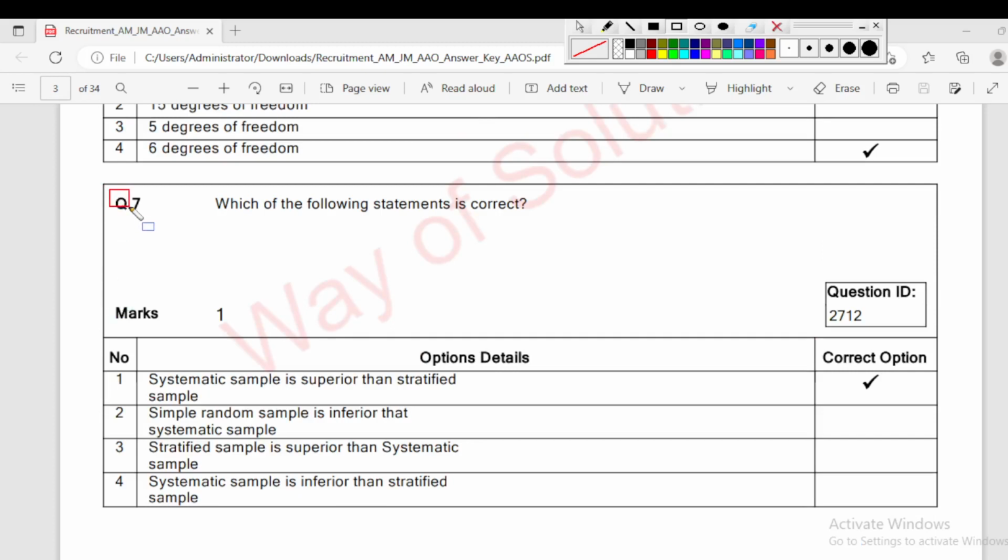Question number 7. Which of the following statements is correct? Option 1 systematic sample is superior than stratified sample, option 2 simple random sample is inferior than systematic sample, option 3 stratified sample is superior than systematic sample, option 4 systematic sample is inferior than stratified sample. Option 1 is correct, systematic sample is superior than stratified sample.